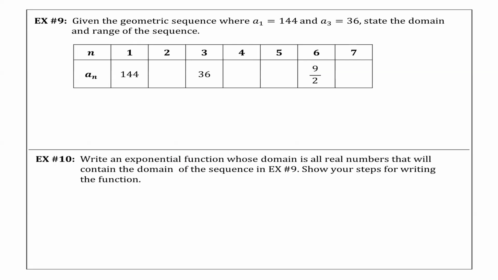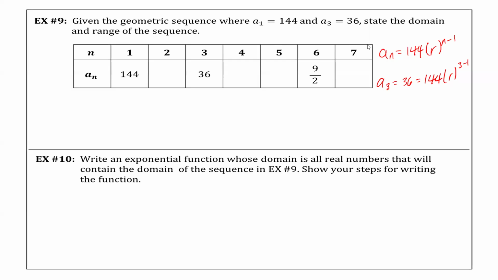Think about how can I find out what's missing? Maybe it's slope from 144. It's not slope because it's not linear. Oh, yeah. Quadratic. 36, 18, 9, now we're going to do 2, right?